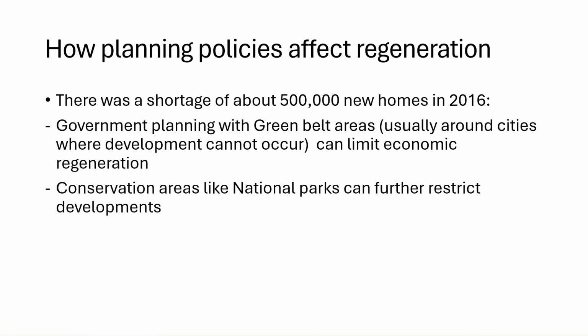In 2016 there was a shortage of 500,000 homes, and there were government planning policies like greenbelt areas. These can limit developments and prevent new houses from being built in these regions, which can limit the amount of regeneration projects taking place. The same goes for government conservation areas. National parks can further restrict developments and decrease regeneration rates.